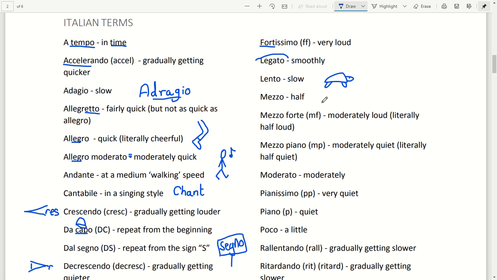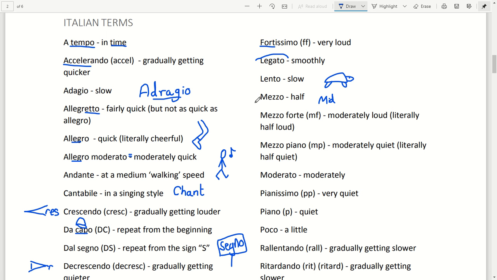Mezzo, middle. So middle is how I remember that. Or mid. Stuck in the mezzo with you. So mezzo just means half. So if you had mezzo forte, it would be half strong. Or if you had mezzo andante, that would be half. It just means half.